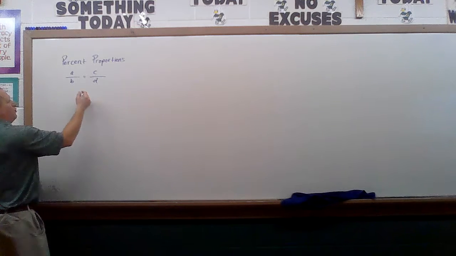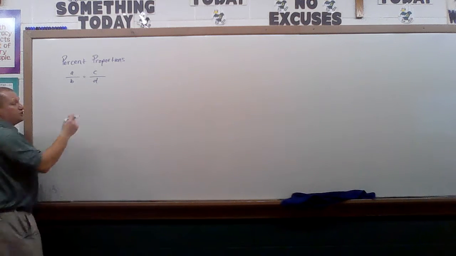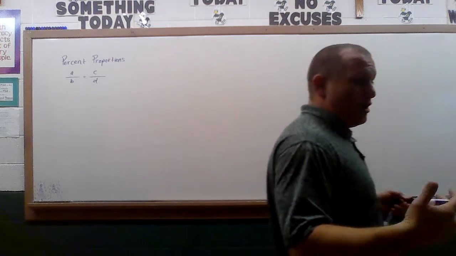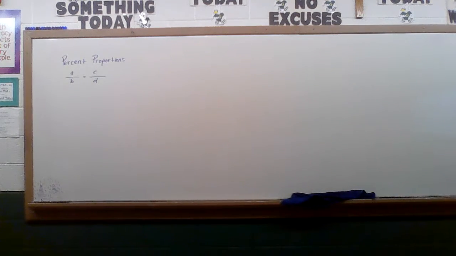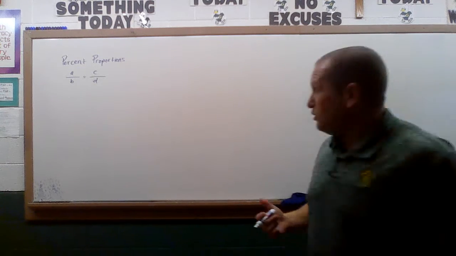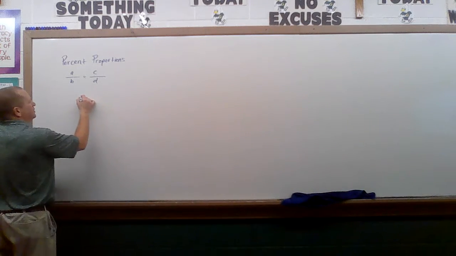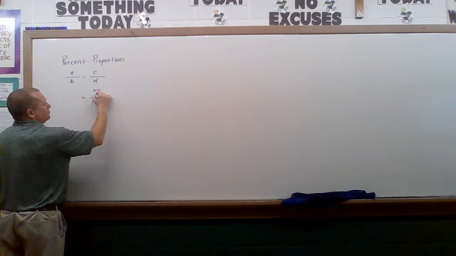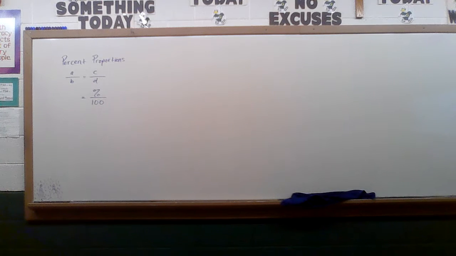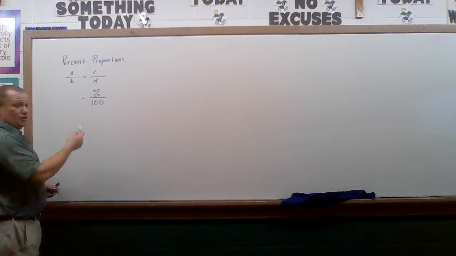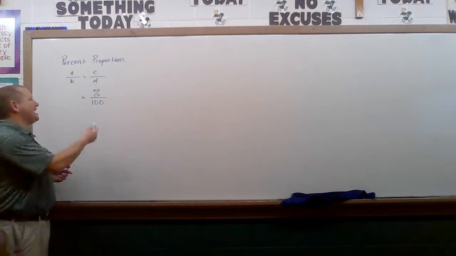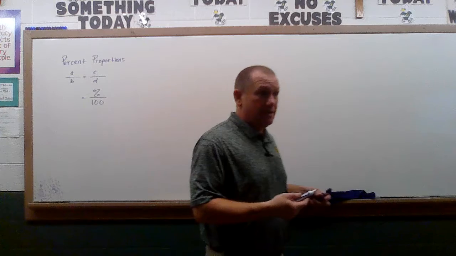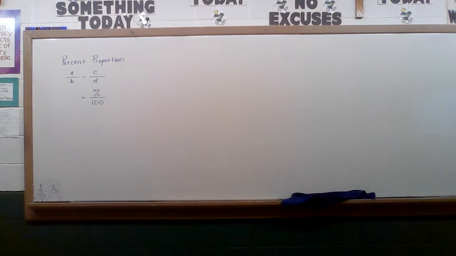Okay, so what you've got to remember now is we just talked about percents. When we did percents, what did we always base everything off of in a percent? 100, right? So one of my ratios is always going to be shown as the percent over 100. They're going to give you a percent, or they might ask you to find the percent, but it's always going to be put over 100 because every percent is based off of 100.